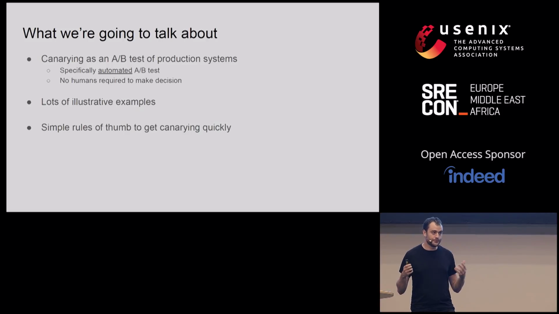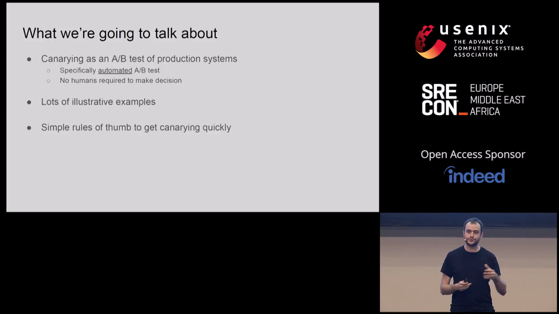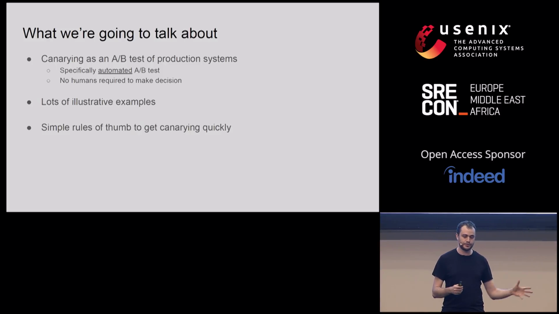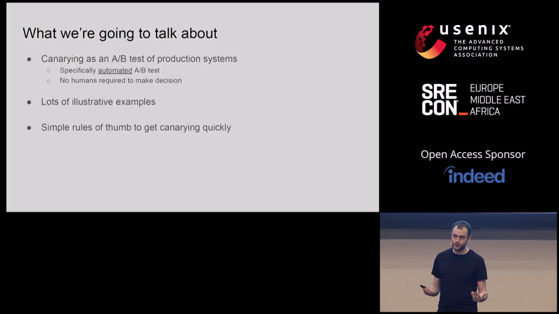What we're going to be talking about here is canarying as an A/B test of production systems, specifically automated A/B test. In other words, everything I'm going to be describing here shouldn't require human eyeballs and human brains to actually make decisions. Now, you might still do it that way, but you don't need to. I'm going to be talking about a lot of illustrative examples. They really are illustrations, but my hope is that they will get the point across.